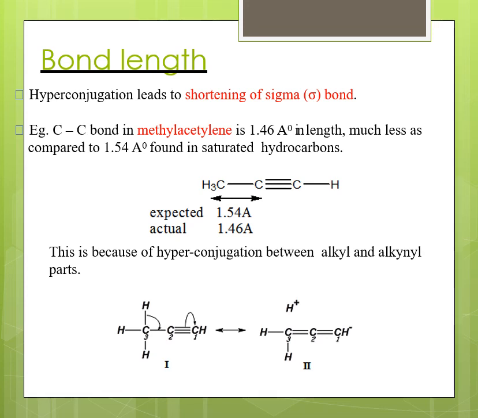So we have to explain why it's shortened, and the reason is hyperconjugation. You can see here the hydrogen has shifted its electron density between the carbons, and in this triple bond, one of the pi bonds has broken. So we have a carbon-carbon double bond character between the carbons. So 1.46 angstrom is the bond length for a carbon-carbon double bond, which explains why this bond has shortened. So hyperconjugation causes shortening.